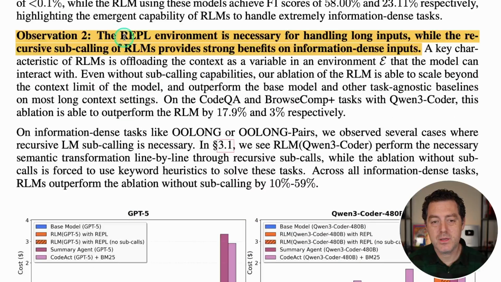Next, observation 2: the REPL environment is necessary for handling long inputs, while the recursive subcalling of RLMs provides strong benefits on information-dense inputs. And so just offloading the long prompt outside of the context window is good. But if you have really complicated or sophisticated prompts where you're going to need to touch on a lot of different parts of it, having that recursive element is just as important.